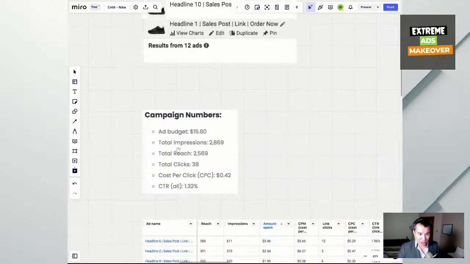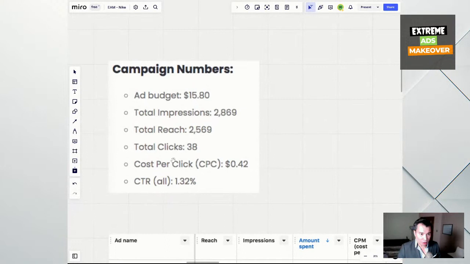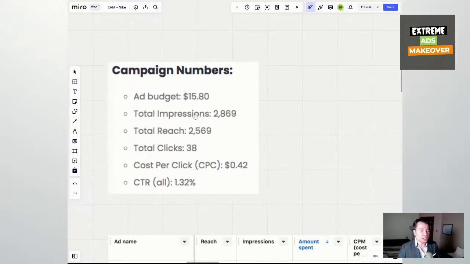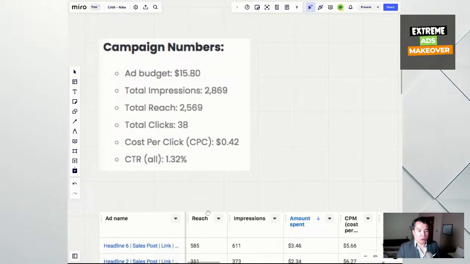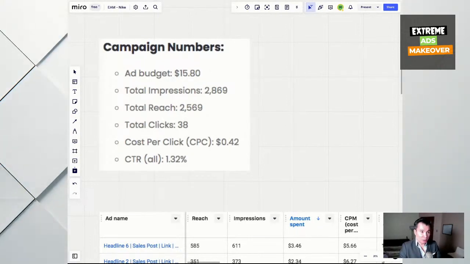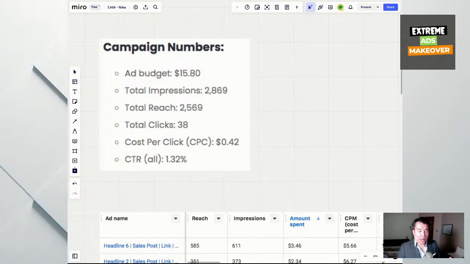And speaking of that, here you go. So here are the campaigns. I ran about $15.80, and the total impressions are about 2,869. Total people reached is about 2,569. Total clicks 38, and cost per click is 42 cents for the entire campaign, and the click-through rate is only 1.32%. Now, does it really matter if the click-through rate or any number is low? It doesn't mean anything. What I mean is that we are looking for winning ads so that the Nike team can pour even more resources into the winning ads, which they miss out on initially.